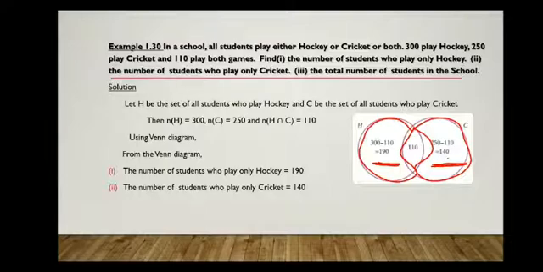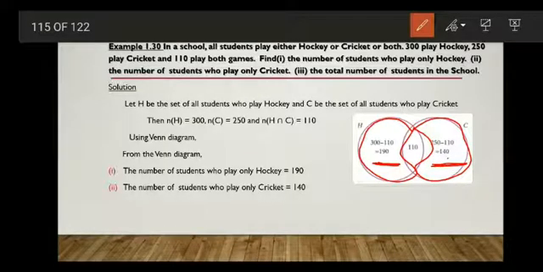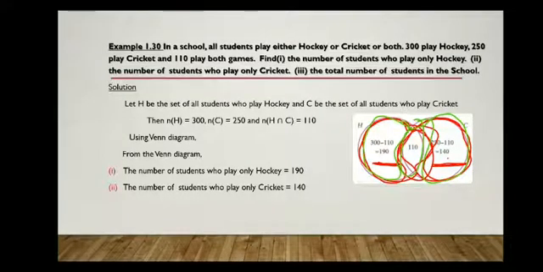So how do we find the total number of students in the school? That is adding the number of elements in this portion and this portion. Wait, I will use another color. Okay, the number of elements in this portion and this portion. When you add the elements in these portions, you will get the total number of students in the school. So what will be the total? 190 plus 110 plus 140, which is equal to 440. So in that school, the total number of students is 440.